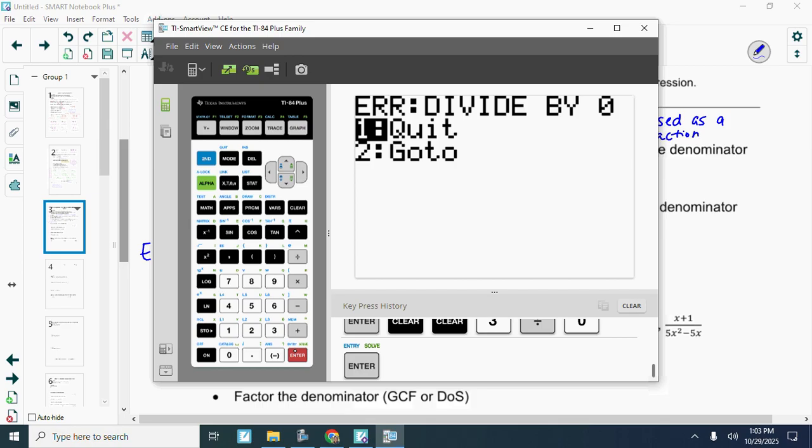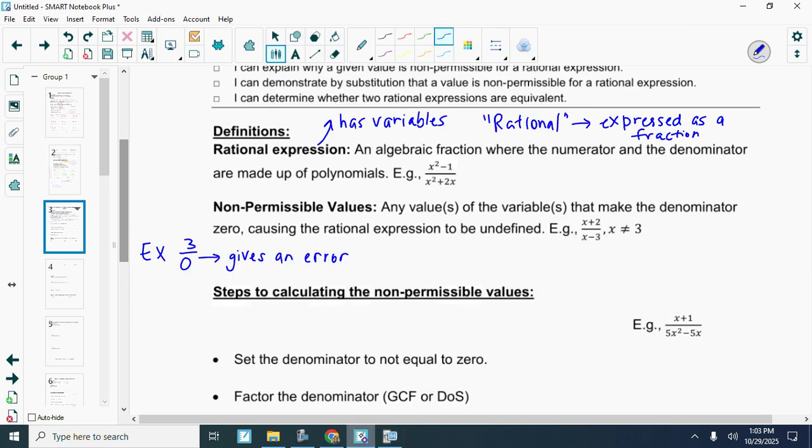You're trying to divide things into groups and then you say no groups, and it's like, no, we can't do that. We need to know how many to put in each group. So when we divide by 0, it gives us an error. We say this is a non-permissible value. It gives us an error, or we also call this undefined. That's the technical math term. When you end up having to divide by 0, we say that's undefined, we can't do that.